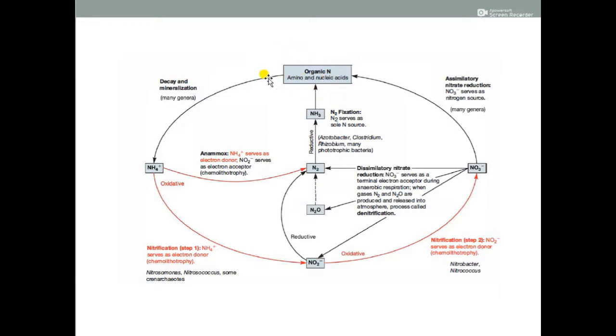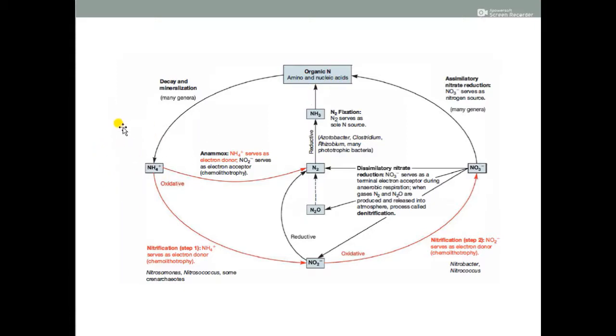And when these organisms which have organic nitrogen die, what happens? They will decay, or they will be mineralized further to form ammonium.